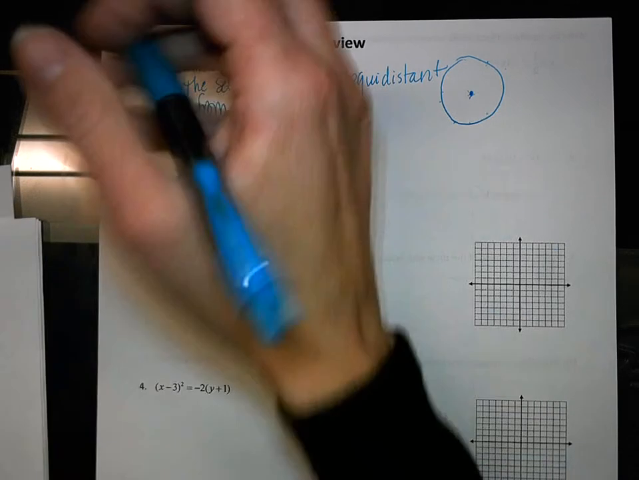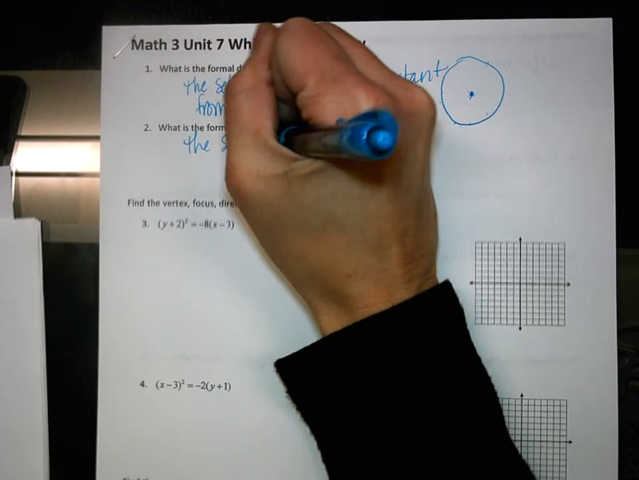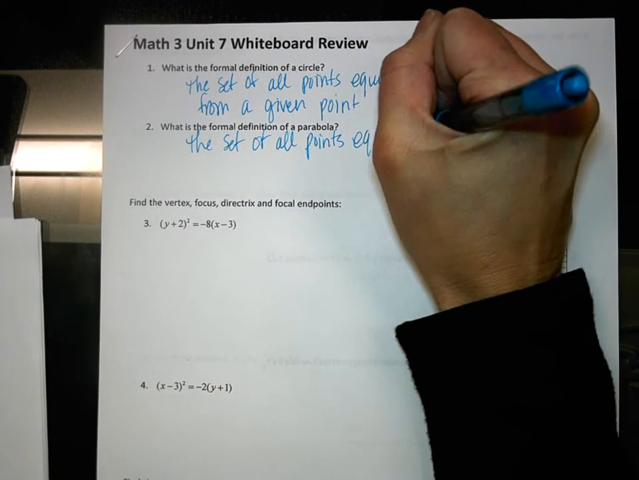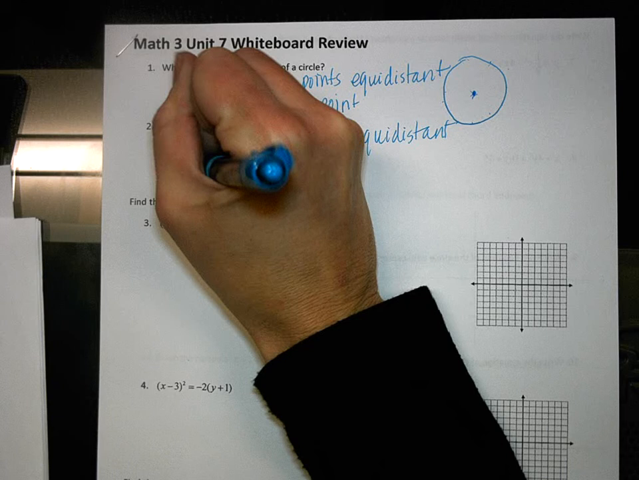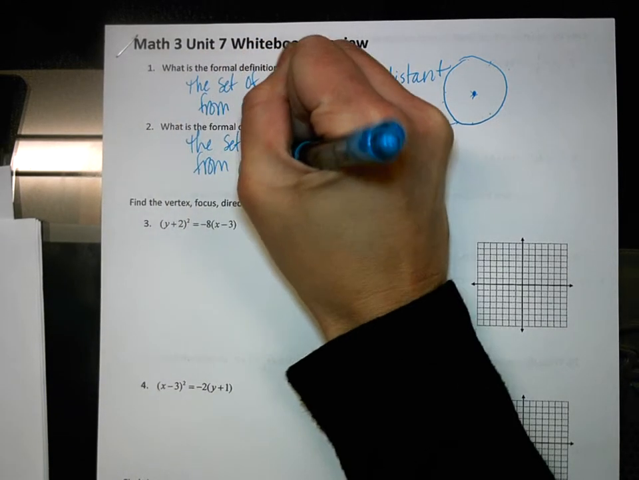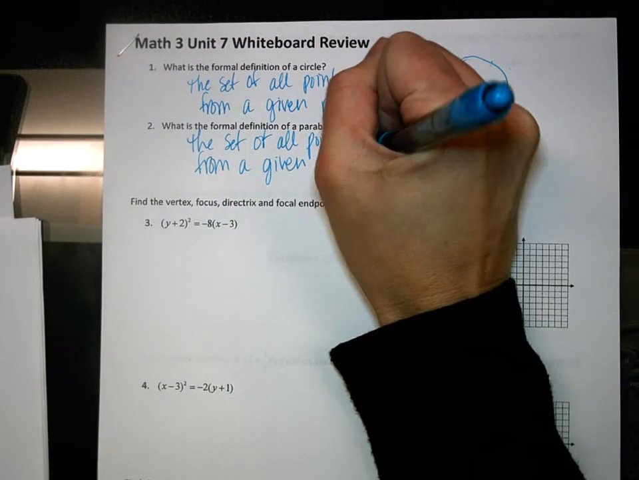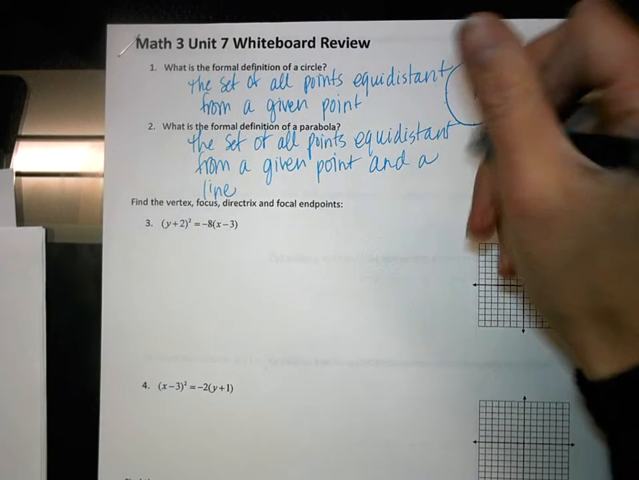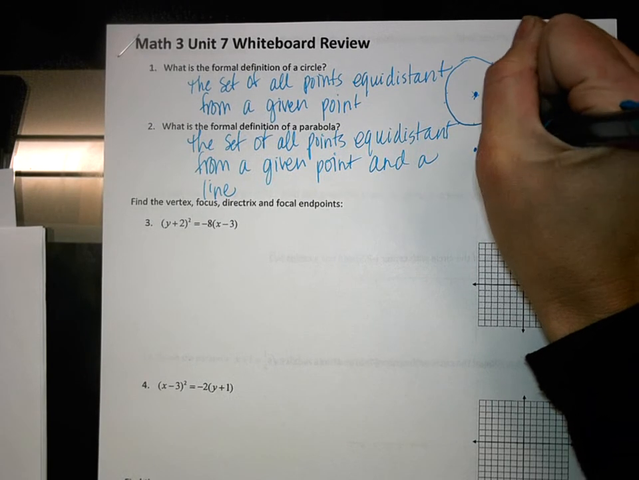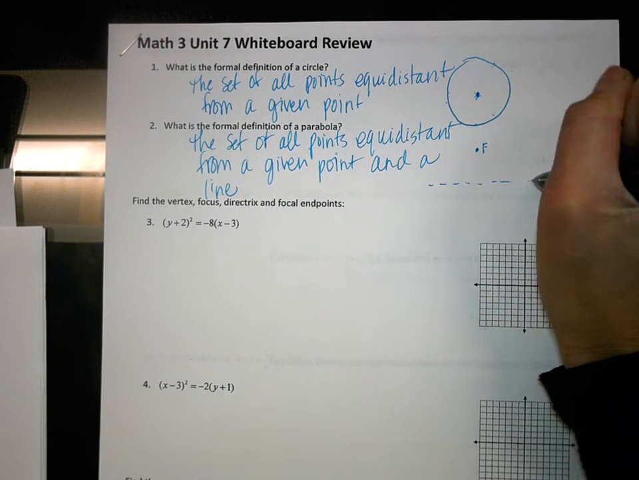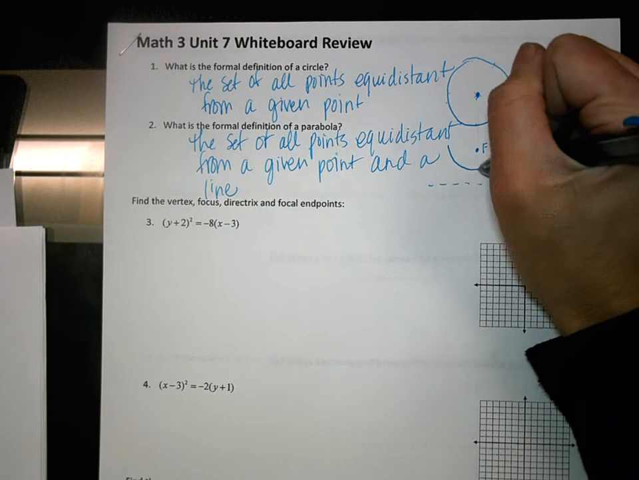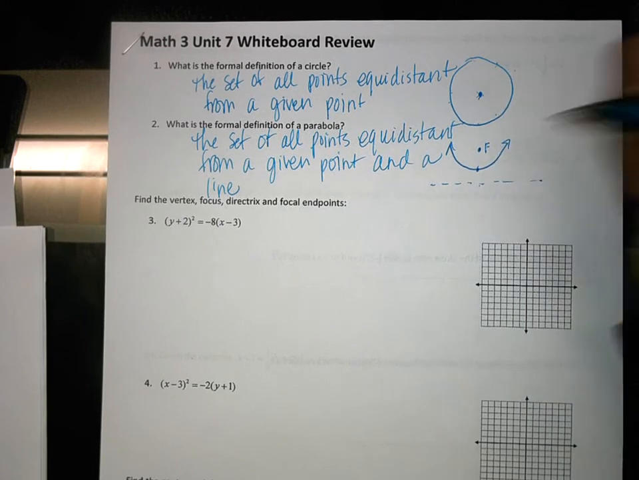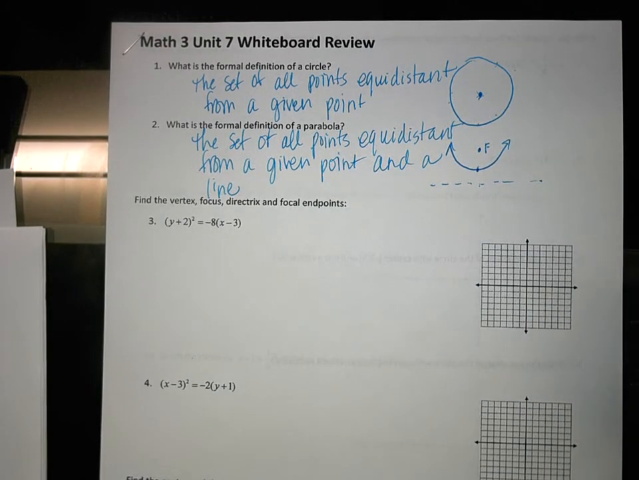The formal definition of a parabola is the set of all points equidistant from a given point and a line. So the point they're talking about is the focus. The line they're talking about is the directrix. All the points on the parabola are equidistant from both the focus and the directrix. And so that definition is your parabola.